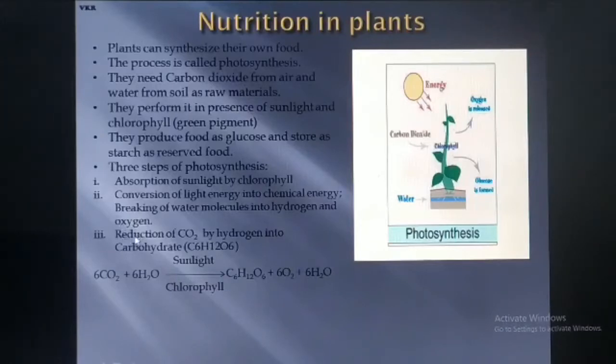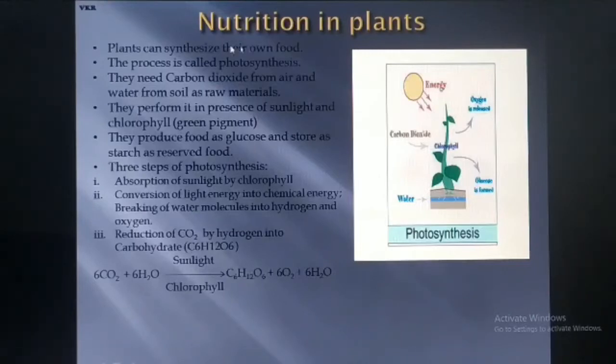Apart from that, reduction of carbon dioxide. This carbon dioxide, which had 12 oxygen here, gets only 6 oxygen, and which had no hydrogen, it now has 12 hydrogen. So that's how the definition of reduction is justified in this chemical equation. You can see that. In this way, the carbon dioxide is reduced into glucose, C6H12O6. That's a form of carbohydrate, right, children?